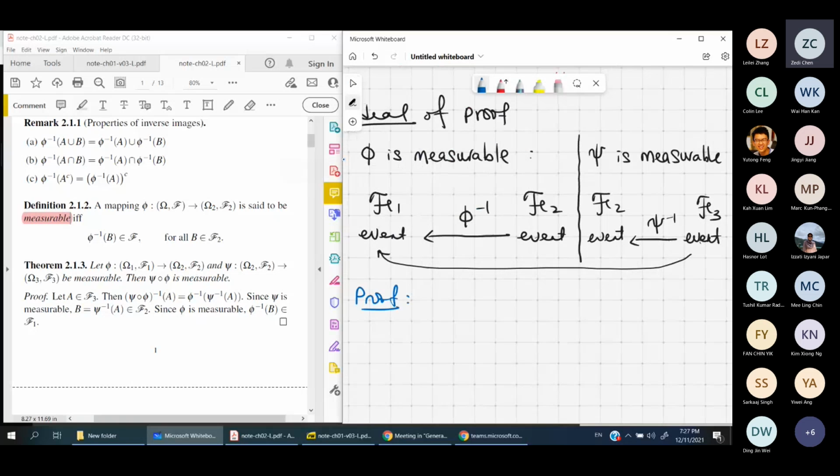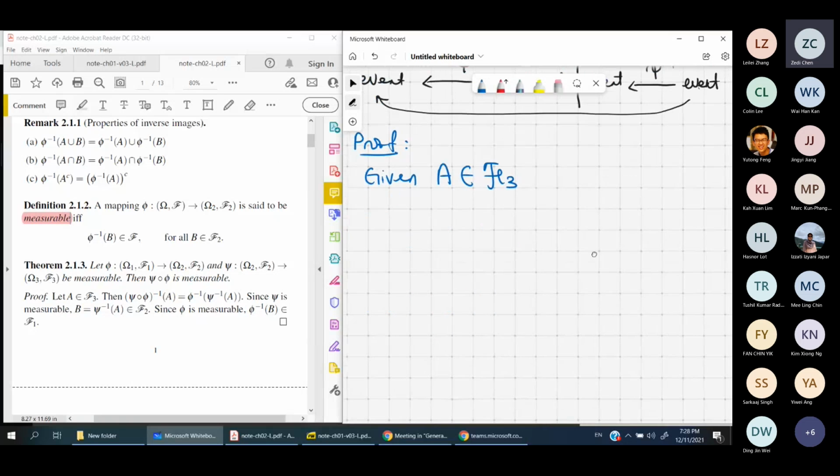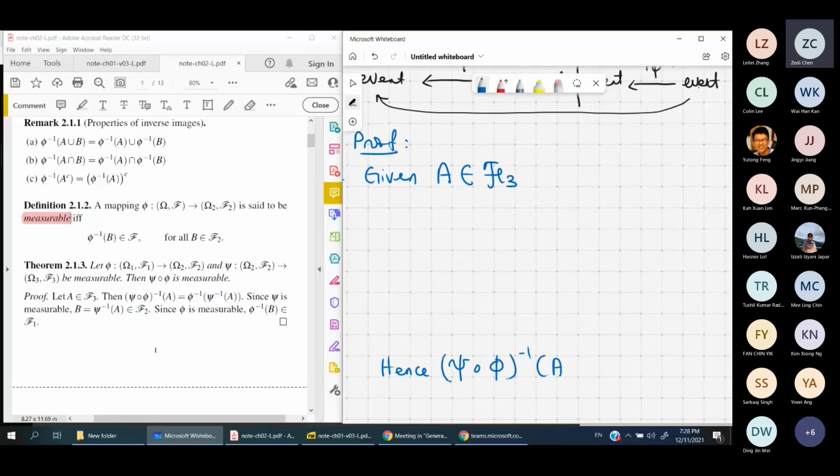So it goes like that. Given any event A in F3, if we want to show that this is an event, what we need to do is achieve this: given this, we must have this. Hence, psi composed with phi, the inverse of A, belongs to here. Right? So that is the definition.